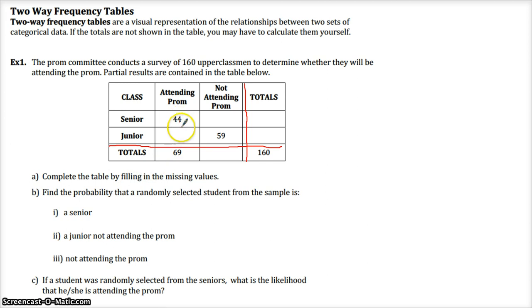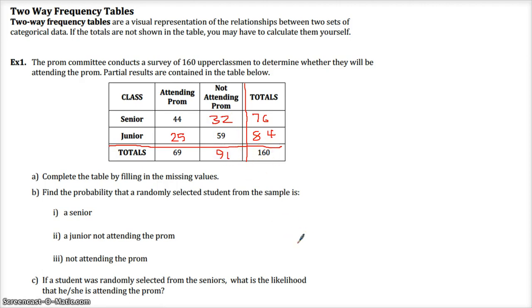Well, if this is 44 here, this has to add up to 69. That's not hard to figure out. This is 25. If this is 25 and this is 59, we just add sideways. That's 84. If that's 84 and this is 160, I believe this is 76, making this 20. I'm adding this way. 44 and 32 is 76. 32 and 59 is 91, and hopefully that adds up correctly.